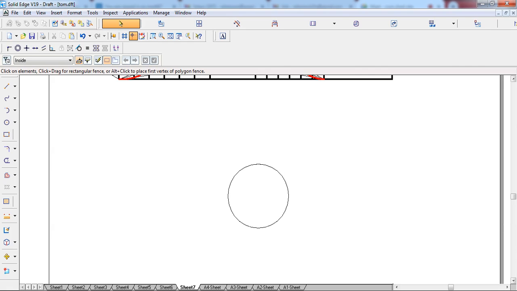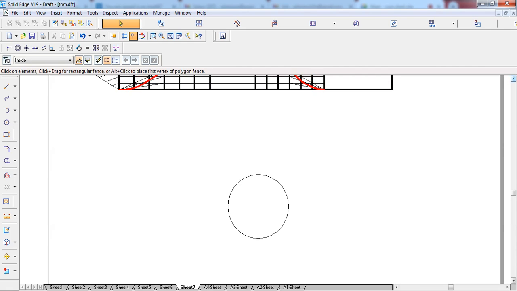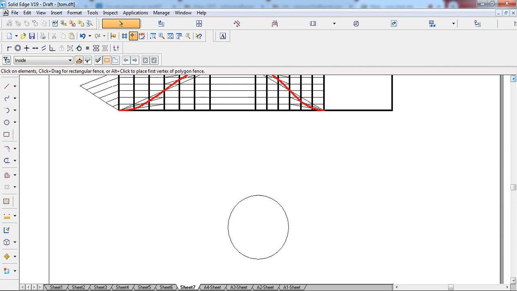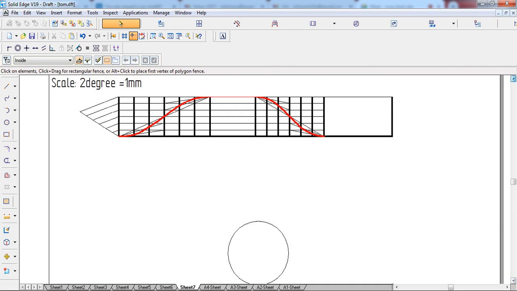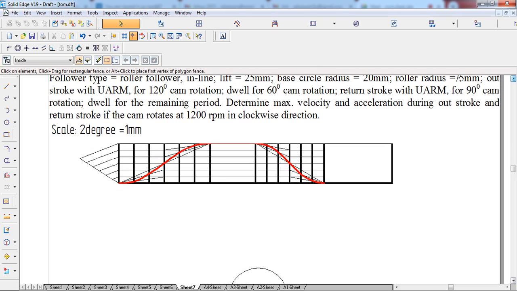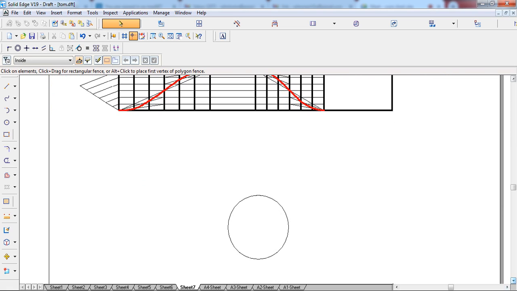So, first, base circle. Are you able to see? Hello? Yes, sir. Respond when I am telling you. So, next, I have to consider the roller follower here. So, first I will draw the axis part for this.